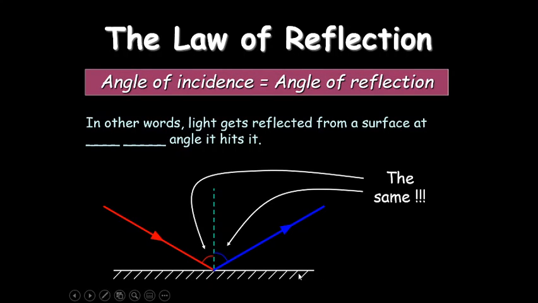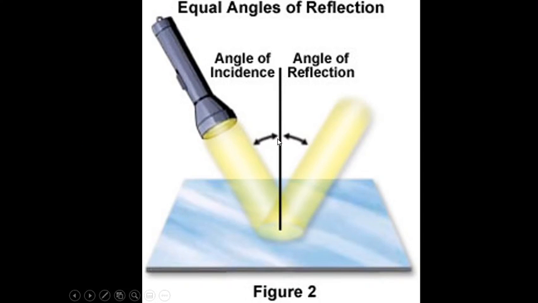Okay. Yeah, so that kind of explains that part here. The law of reflection: angle of incidence equals the angle of reflection. The incidence equals the reflection. Okay, they are the same. So in other words, light gets reflected from the surface at the same angle it hits it. Okay. So here you have the angle of incidence, angle of reflection, right? Little picture there.